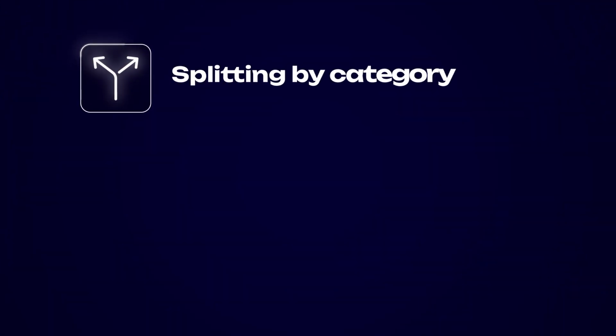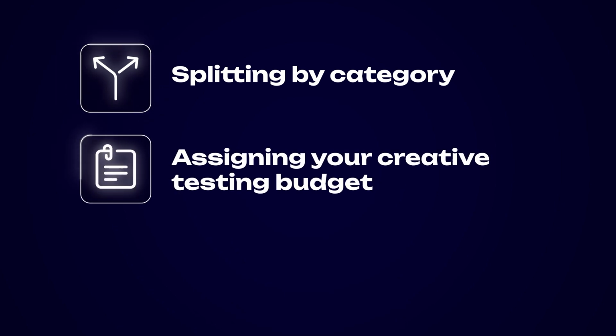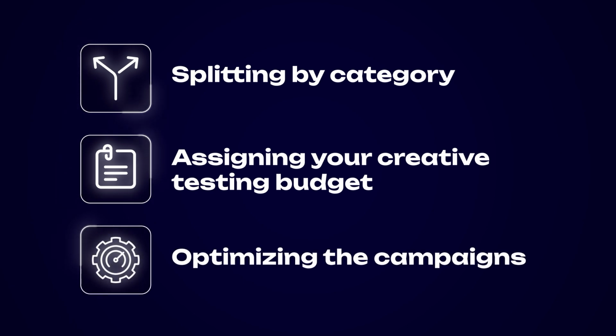But overall, if you're working on smaller budgets with high volumes of creative, my suggestion would be splitting those out by product or by category at an ad set level, and then assigning your creative testing budget at a campaign level and optimizing those campaigns. It's going to allow you to get out of the inefficient testing process quicker, and it's going to get you into scaling.